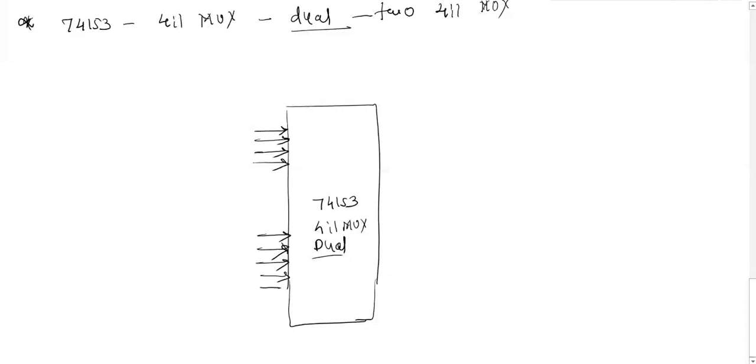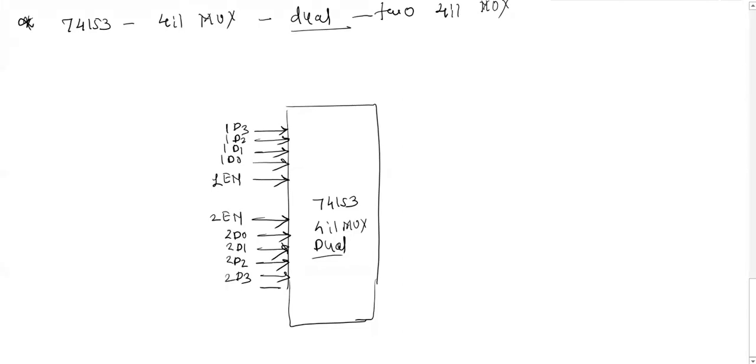Along with these inputs, we have two separate enable signals. The first one is enable bar 1 and the second one is enable bar 2. This is the first enable and this is the second enable. The inputs are D0, D1, D2 and D3, and here it is D0, D1, D2 and D3. This is for the first mux and this is for the second mux.